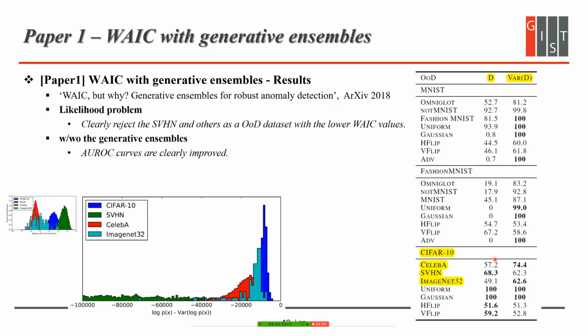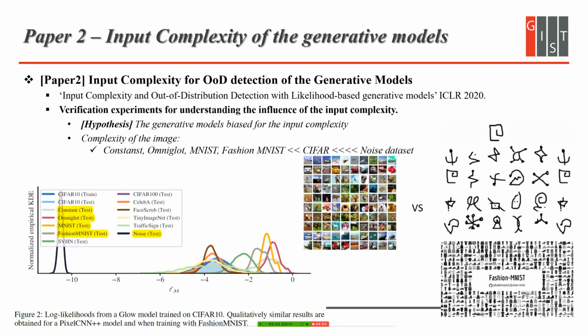This left one is not applying the WAIC values, and this right one is after applying the WAIC values, and the measurement is the AUROC curve. We could definitely show that by applying this approach, the performance of the ROC curve clearly improved. So this one is the method from paper 1. Now we're going to talk about paper 2.